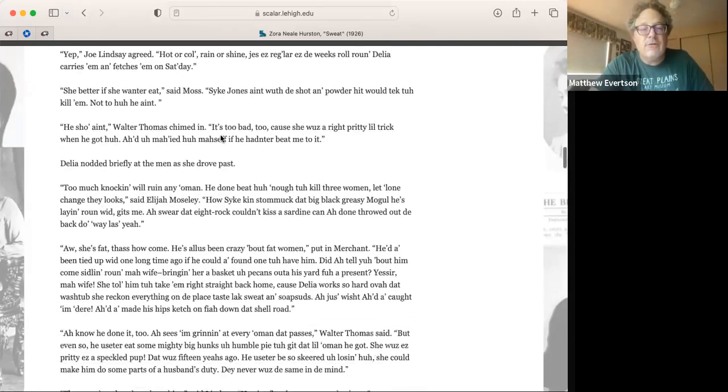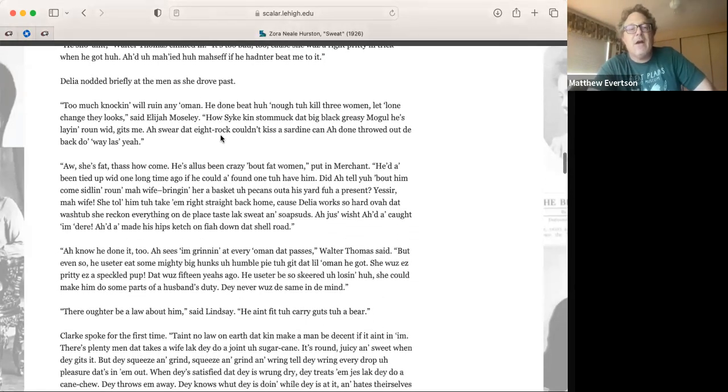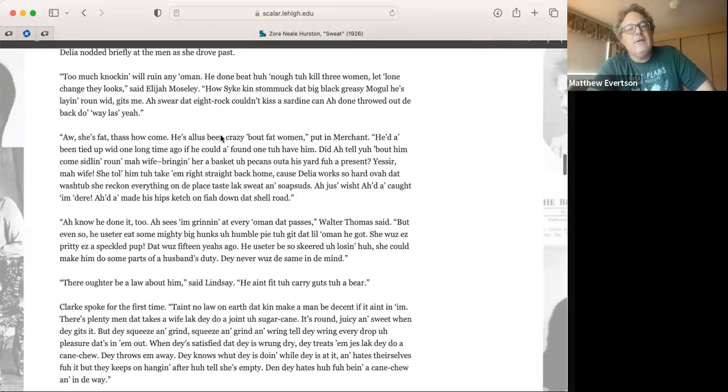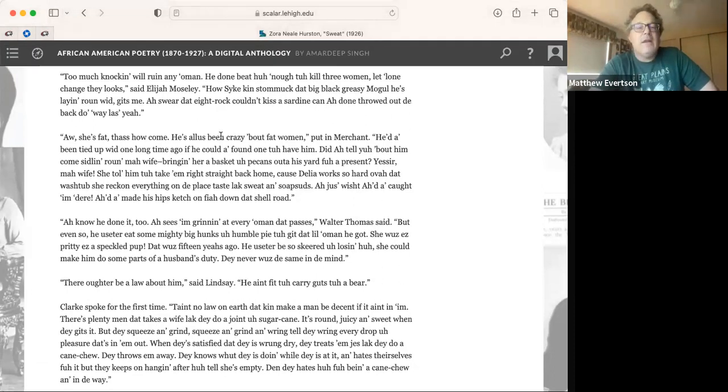This is the metaphor that's used by the townspeople acting as a kind of chorus when they see Delia walk by. They say too much knocking around will make anybody lose their attractiveness, will make them look rough.